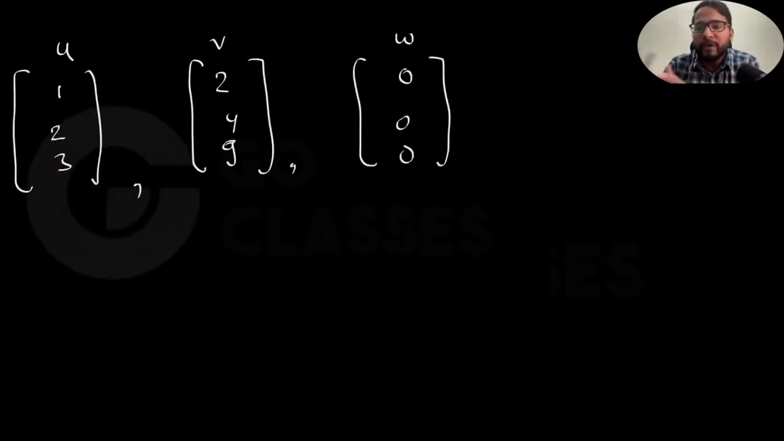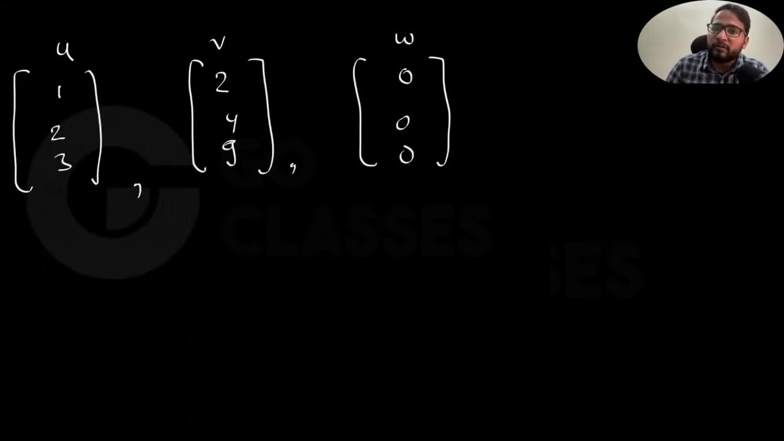Now, let me give you these three vectors. Maybe strange looking, but this will make your concept very strong. So suppose I have three vectors, can you represent at least one vector as a linear combination of other vectors? If you try doing this, V seems like it is 2 into this, but here it is not, right? It should be 3, 9, and here it is not.